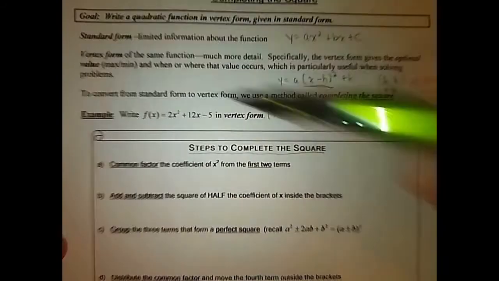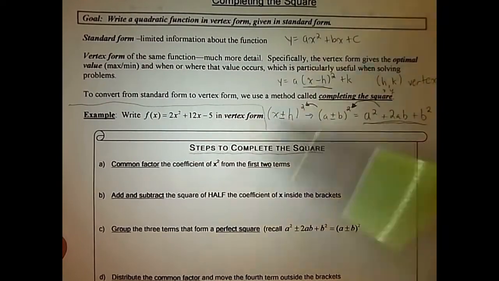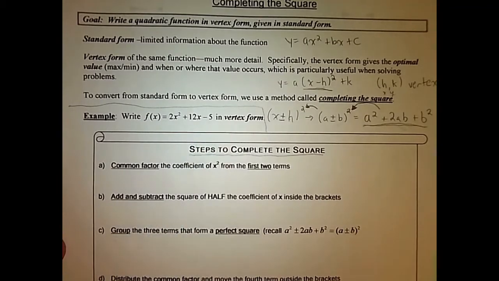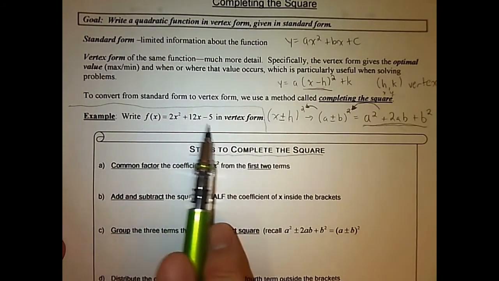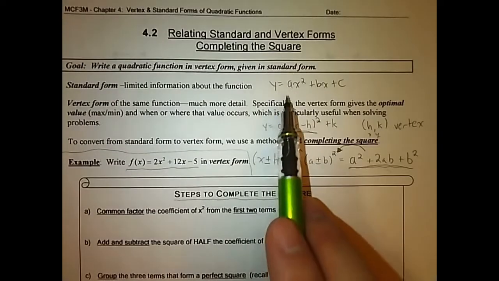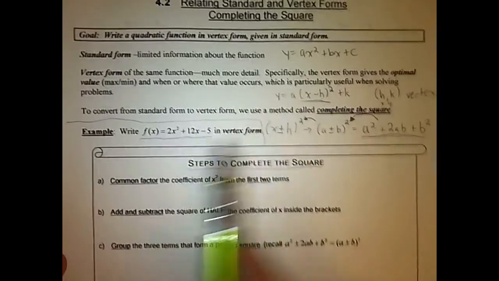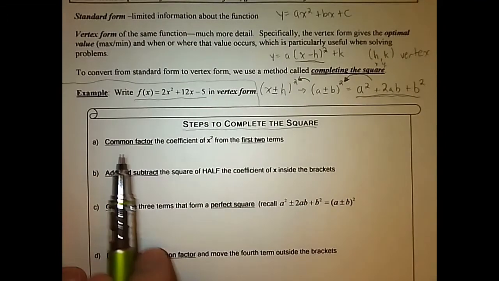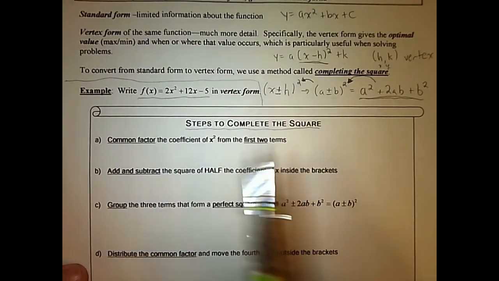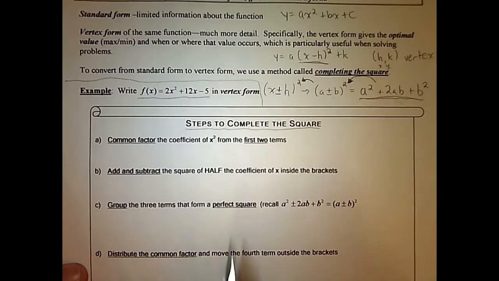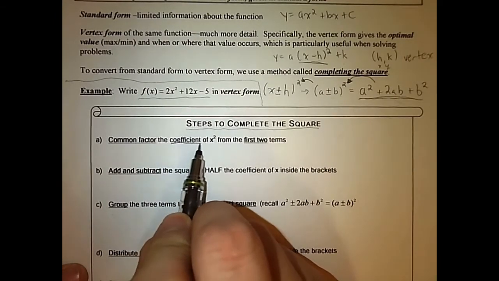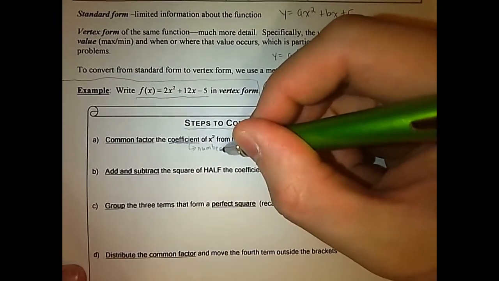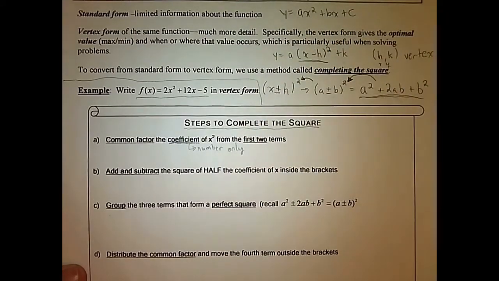So here's our example. I'm just going to block this off. It says write f of x equals 2x squared plus 12x minus 5 in vertex form, and this is currently in standard form. I know it's in standard form because it looks like this equation, and there are no brackets or anything, so it can't be in vertex form, and there are no factors, so it can't be in factored form. So first thing is we're going to common factor the coefficient of x squared from the first two terms. By coefficient I mean just the number. Number only, not the letter.